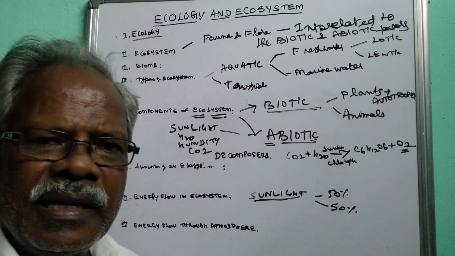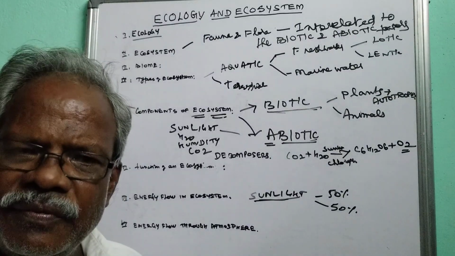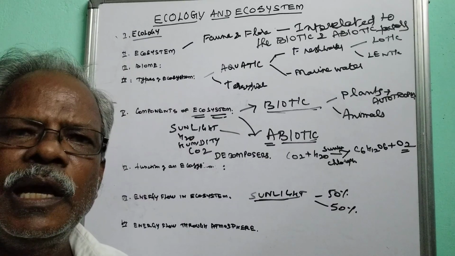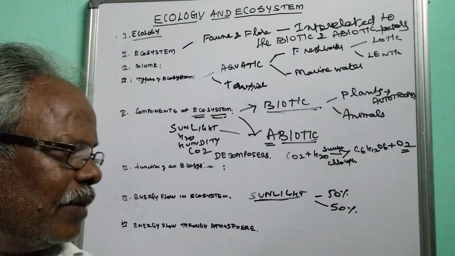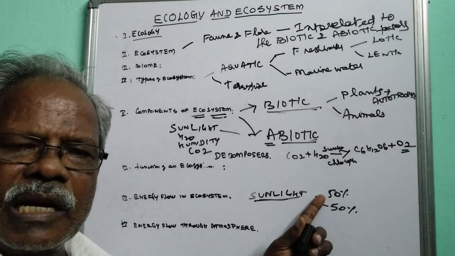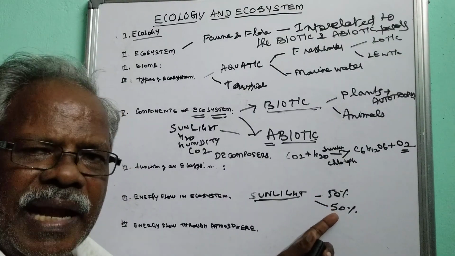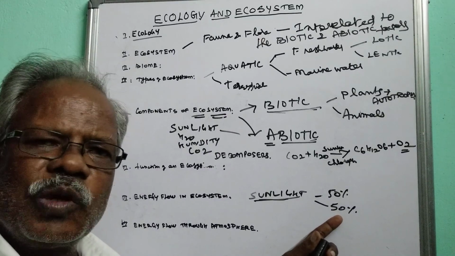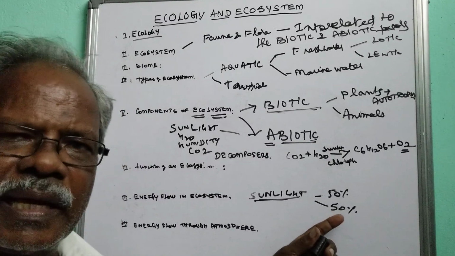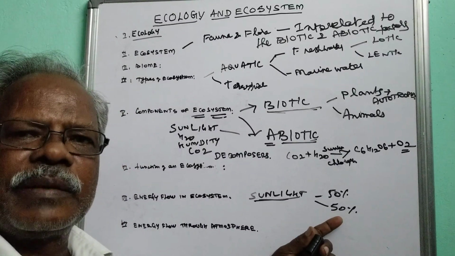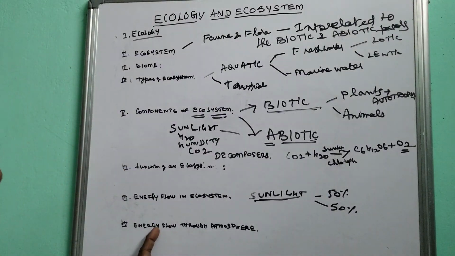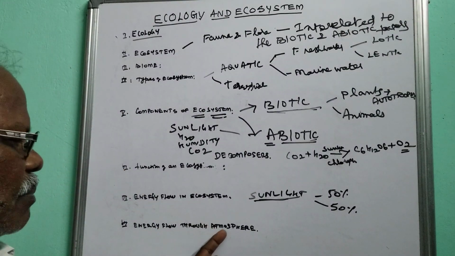Without this energy in the world, nothing will survive. So the sun gives energy to the plants and animals. 50% of the energy is dissipated in the atmosphere and 50% is absorbed by land, and out of that 50%, 1% of energy is taken by the plants, and they prepare food material by themselves. That's why they are called autotrophs. And energy flows through the atmosphere.